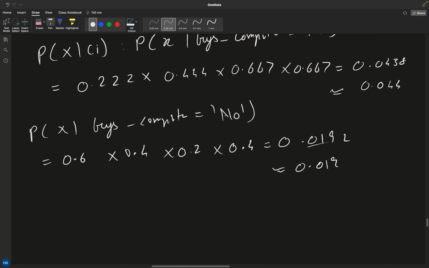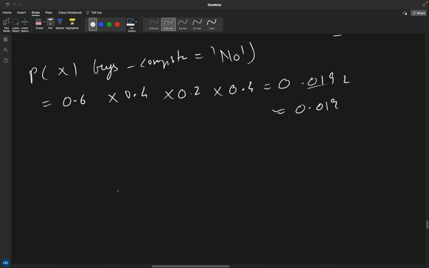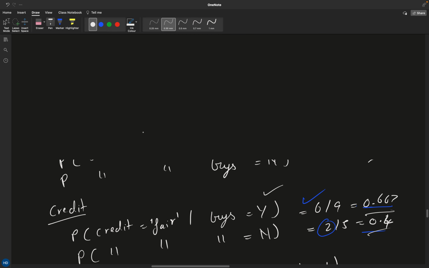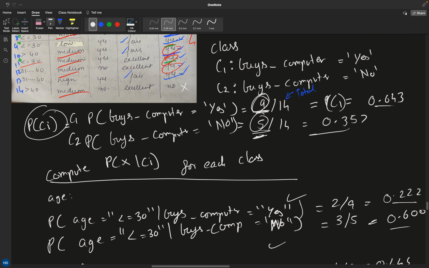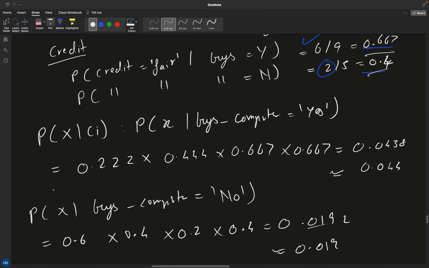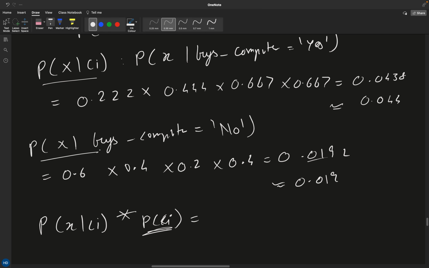Okay, once that is figured, the next thing we do is multiplication of what? Nice question. So P(X|Ci) into P(Ci). P(Ci) क्या था? This is P(Ci), C1 and C2, which was these two. X|Ci क्या है? In ये सब the value that we found, which is this. We found 2 values, yes के लिए and no के लिए.